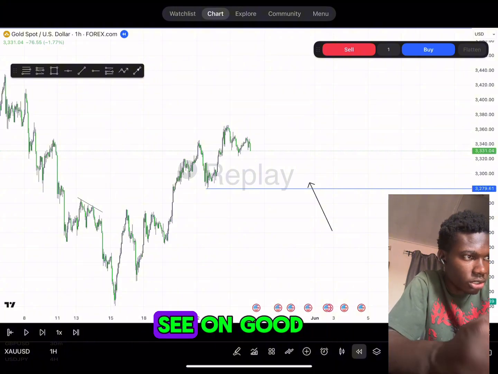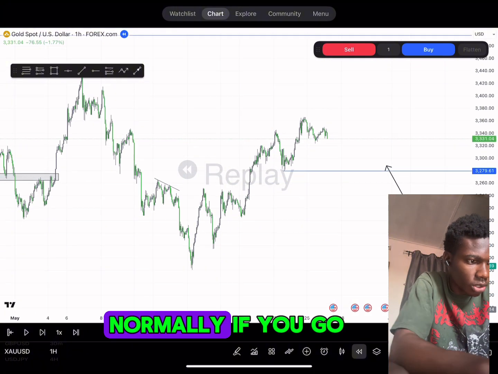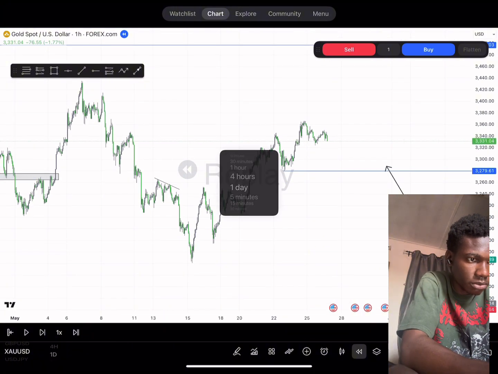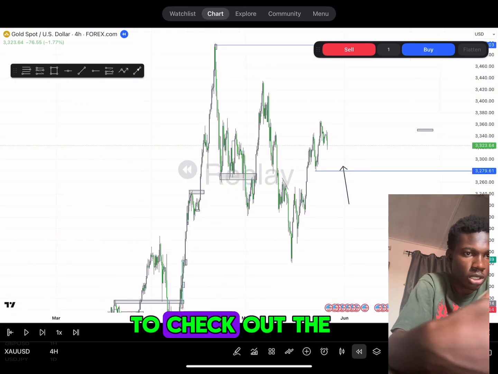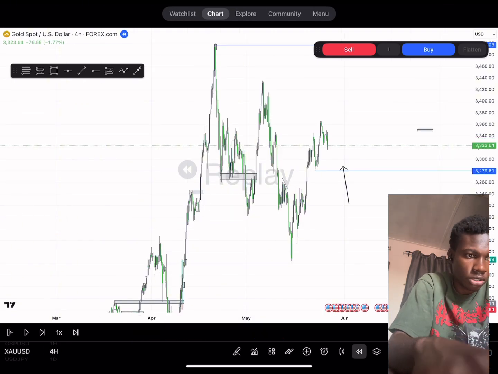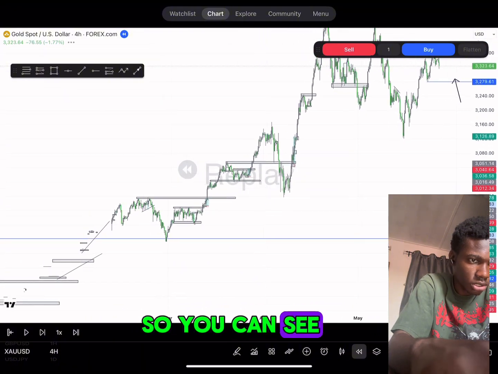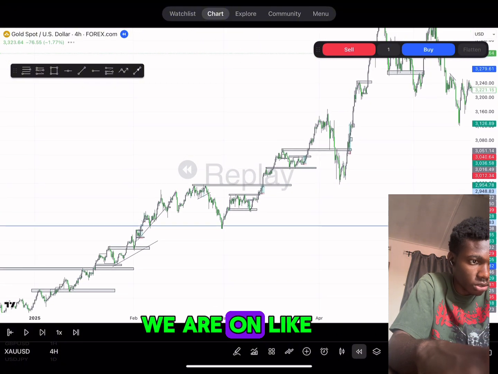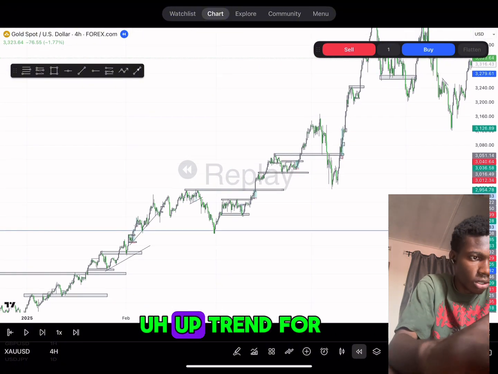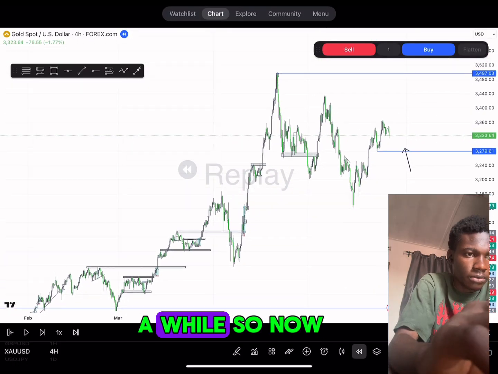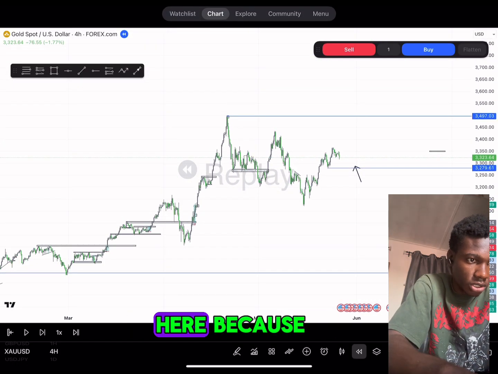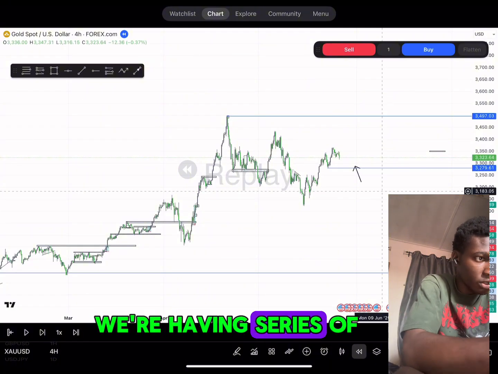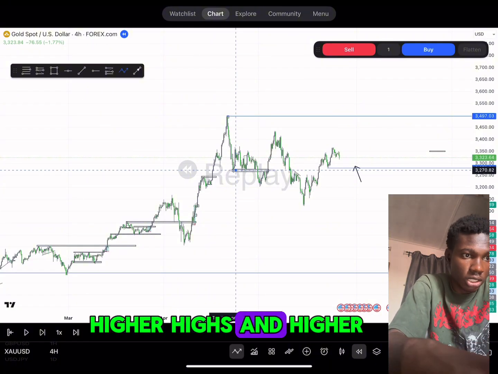Now as you can see on gold, normally if you go to the higher time frame, which is the 4 hour, I use 4 hour most of the time to check the direction of the trend. So you can see we're on an uptrend for a while. I can still see the same uptrend here because we're having a series of higher highs and higher lows.